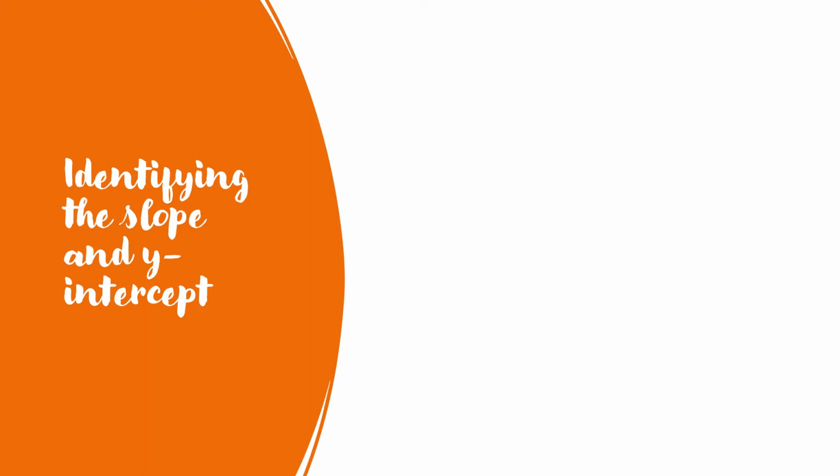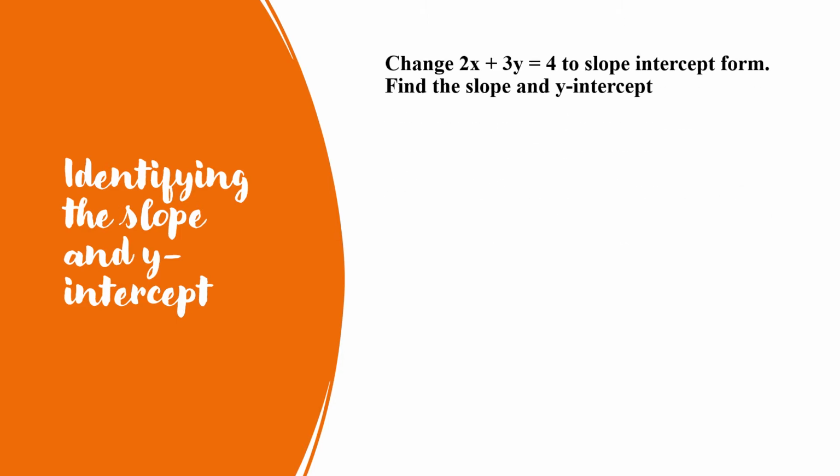Let us proceed to example number 2. Find the slope and the y-intercept of the equation 2x plus 3y is equal to 4. In order to find the slope and the y-intercept, let us put the equation in the slope-intercept form. And the slope-intercept form is y is equal to mx plus b. 2x plus 3y is equal to 4. In order for us to put this into slope-intercept form, we need to use the addition property of equality. We need to put 3y on the left side alone.